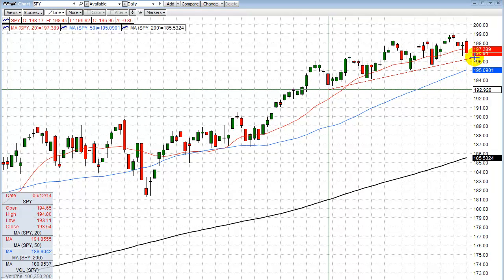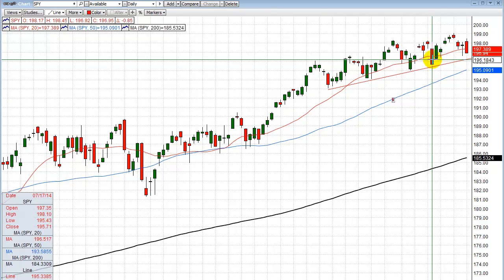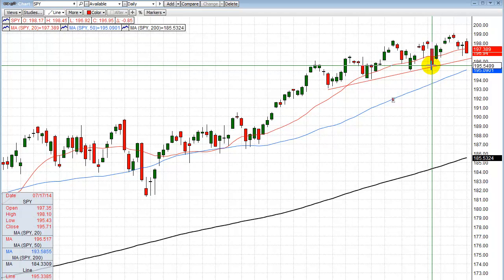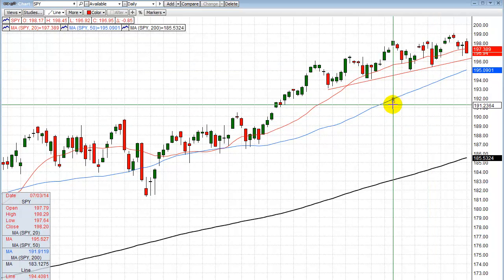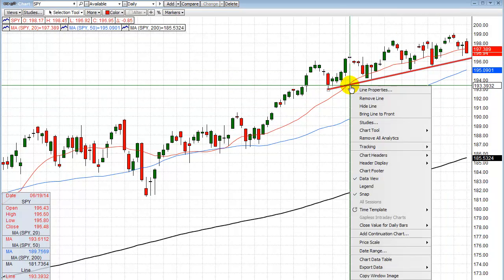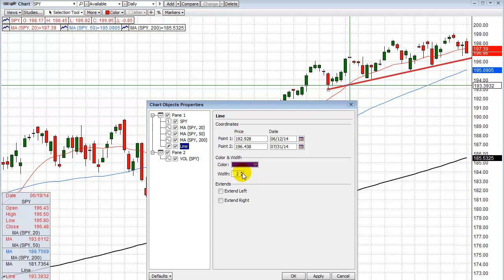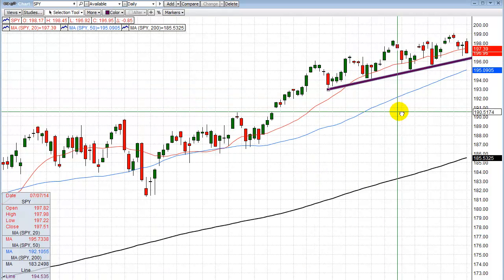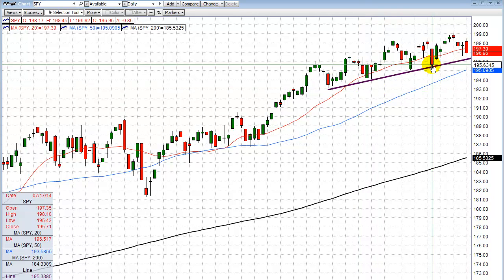The first way is the low that I kept talking about here from the 17th, which is at 195.43. If we break that low convincingly, I think we scale downward. Here, let me get rid of this line here, and I'm going to make this a little thicker just so you can see it better. We'll go to line properties, change the color to something you can see better, make it thicker, and boom, here we go. So the one idea is if the market breaks this low.